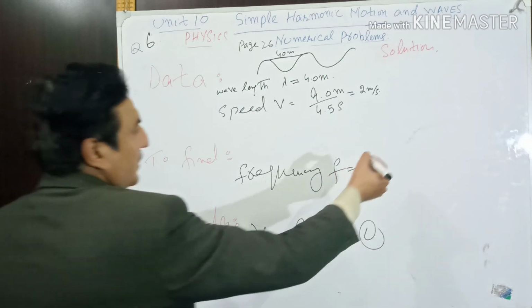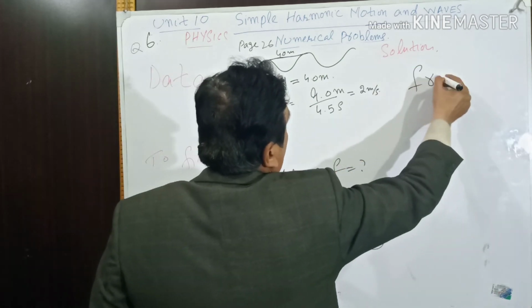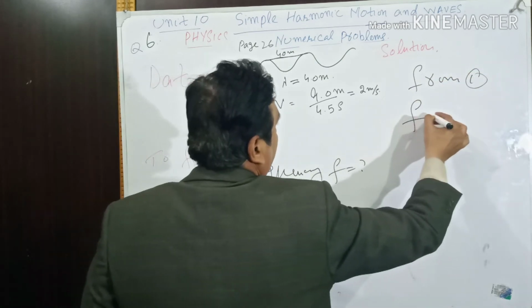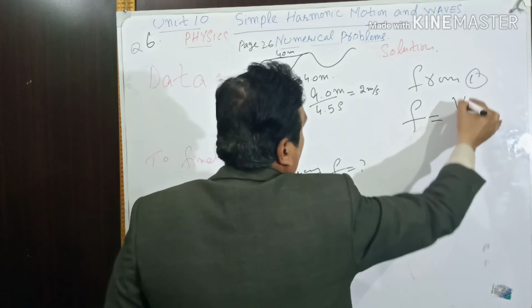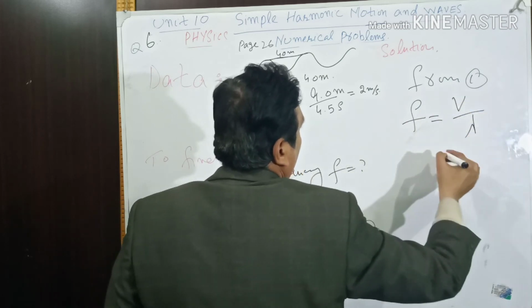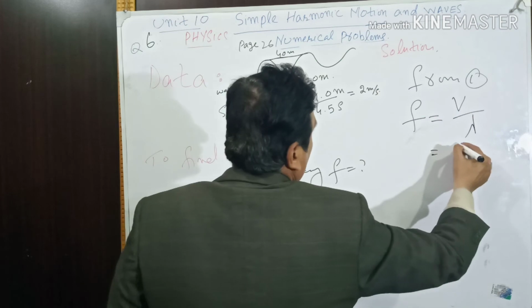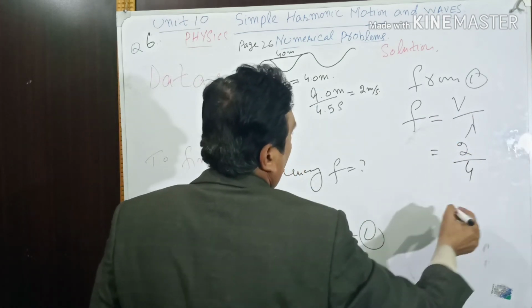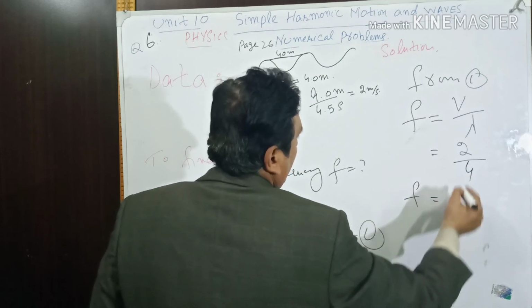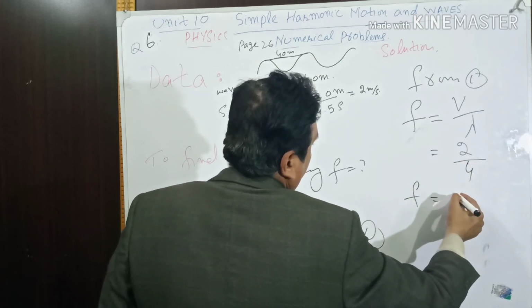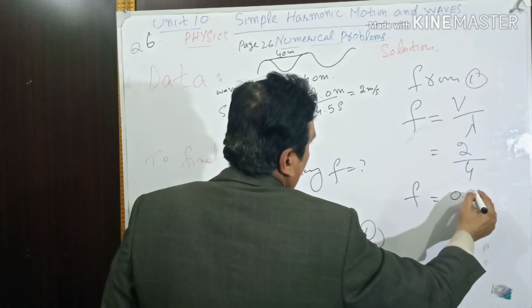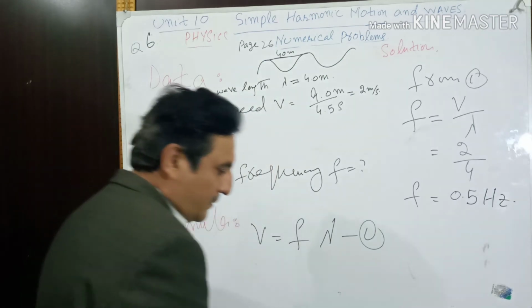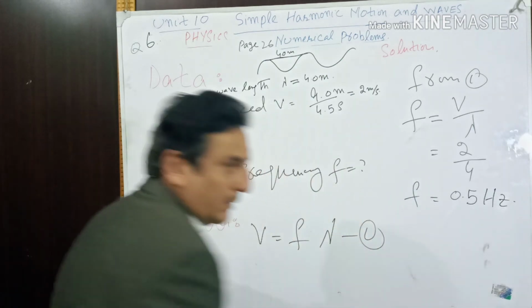Solution from equation 1, frequency is equal to v by lambda. V is 2 and lambda is 4. 0.5 hertz. This is our required answer.